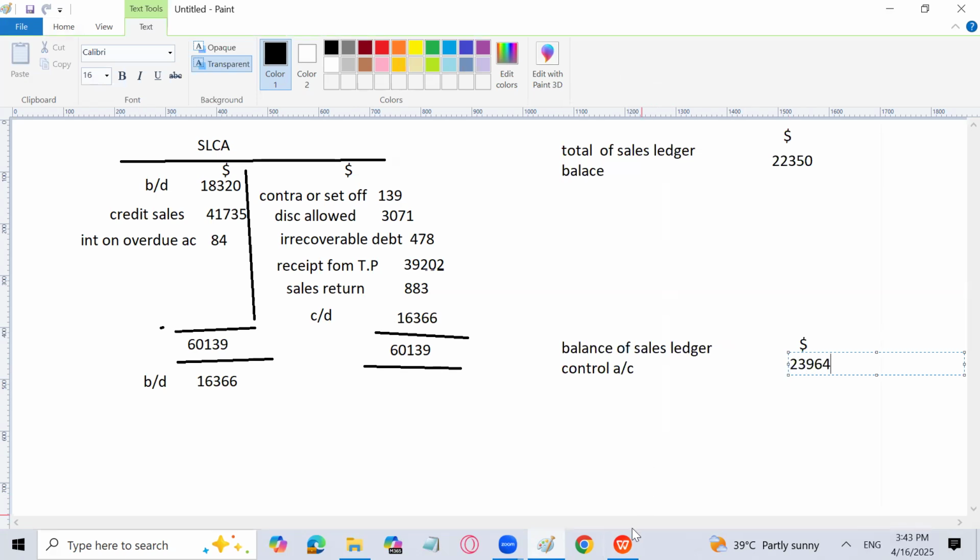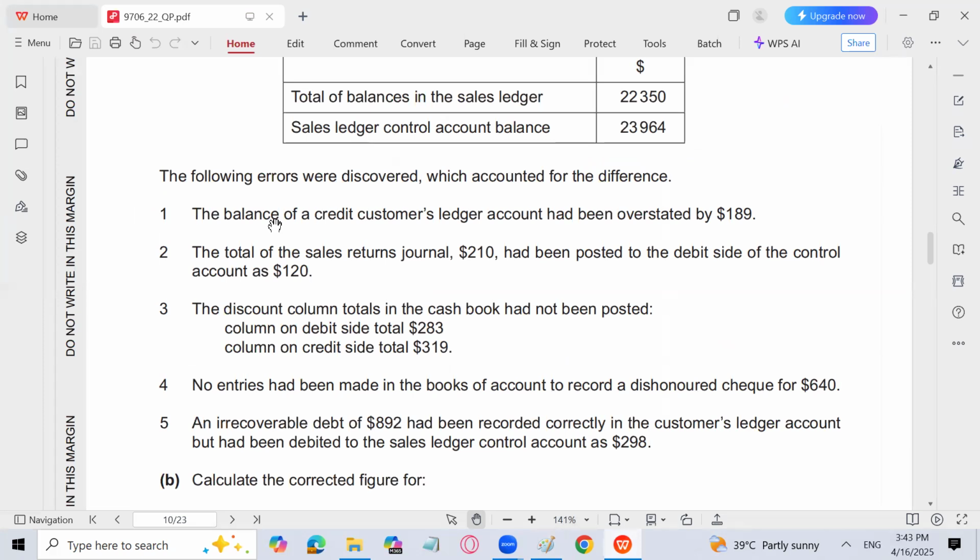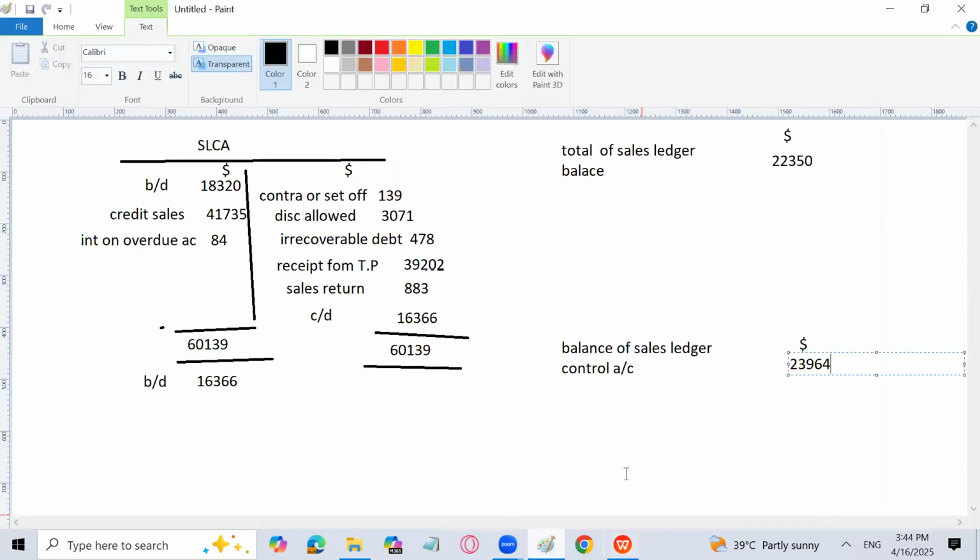Let's see. The balance of a credit customer's ledger had been overstated by 189. Credit customer's ledger. Tell me, is this one customer or all customers? The examiner is talking about an individual customer's account, one person's account. Overstated by 189. The balance of a credit customer means trade receivable, to whom we used to sell goods on credit. That has been overstated. It means that the customer account has been written on the debit side more by 189. So it needs to be credited. 189 credited means it needs to be subtracted from the sale ledger balance.